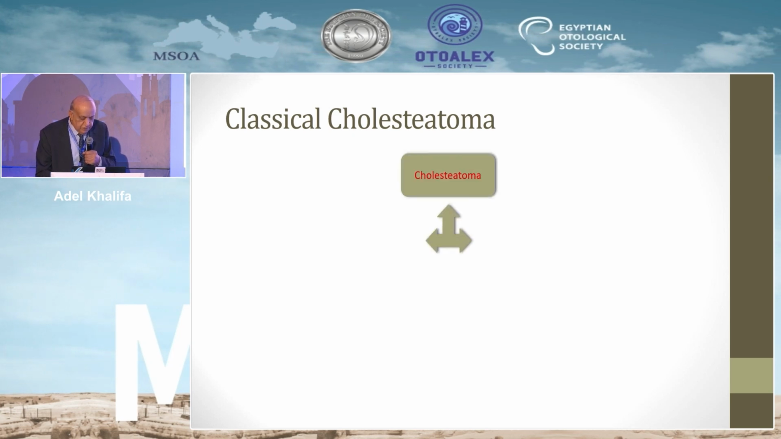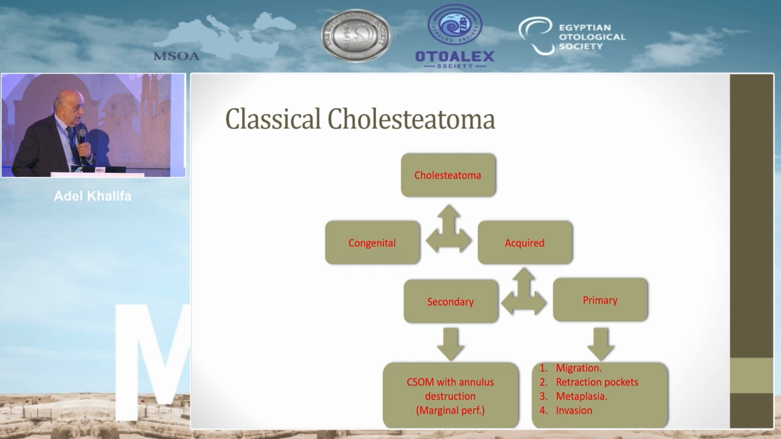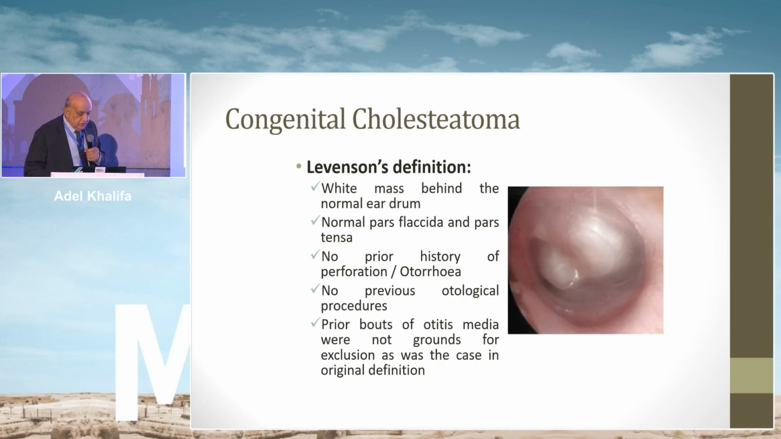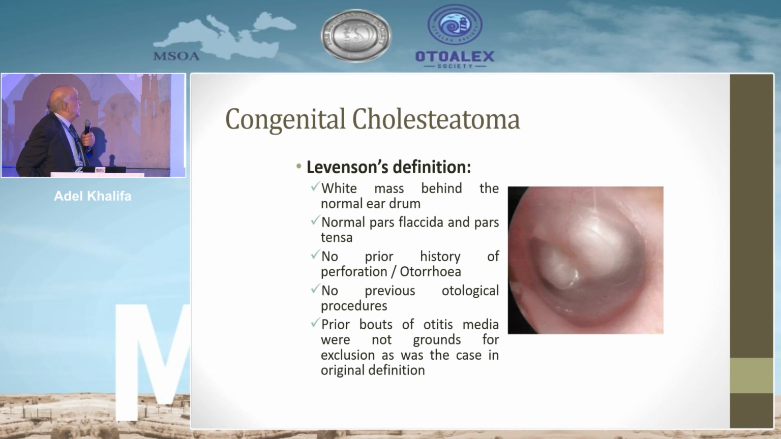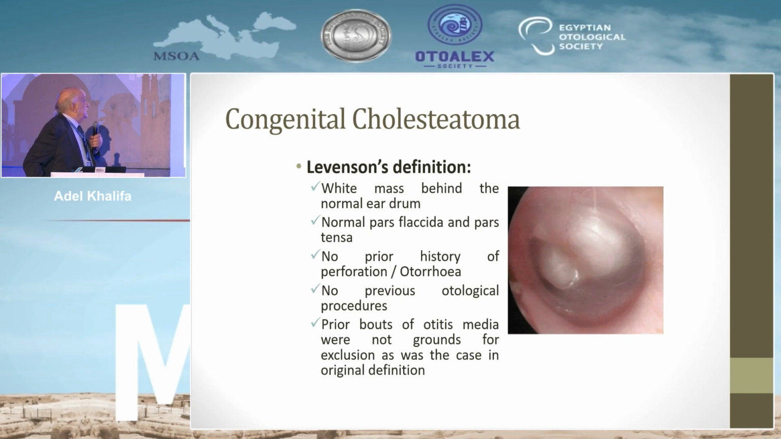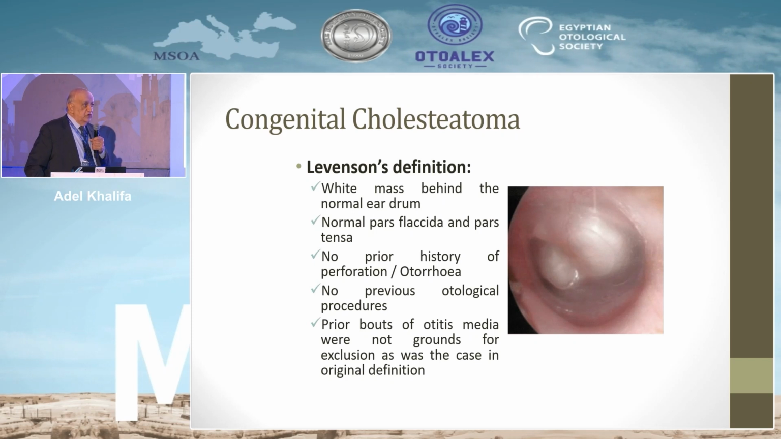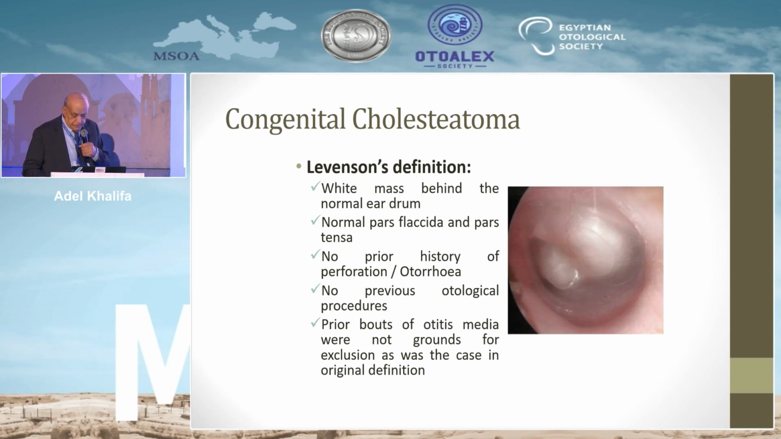Classical cholesteatoma may be congenital or acquired, and the acquired may be secondary or primary. The congenital cholesteatoma appears like a white mass behind the normal eardrum, normal pars tensa and pars flaccida, with no prior history of perforation or otorrhea. Congenital cholesteatoma can occur at any site in the temporal bone, and it can mimic or simulate any disease of the temporal bone.